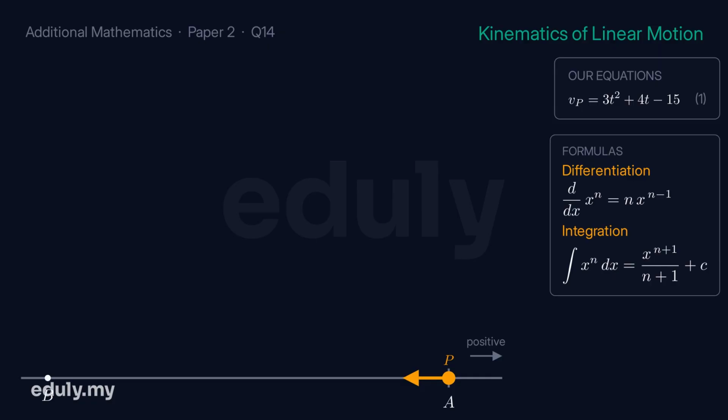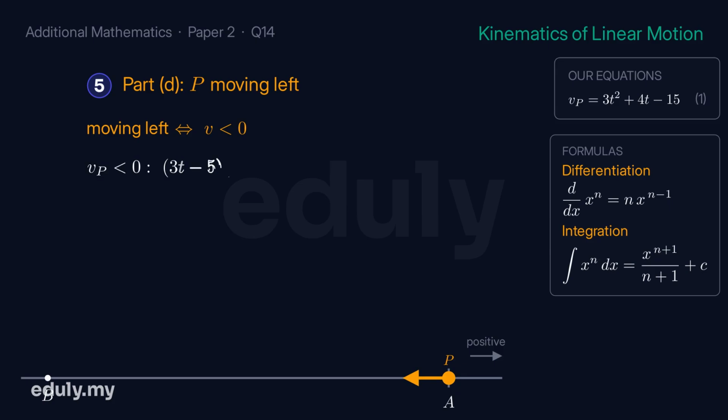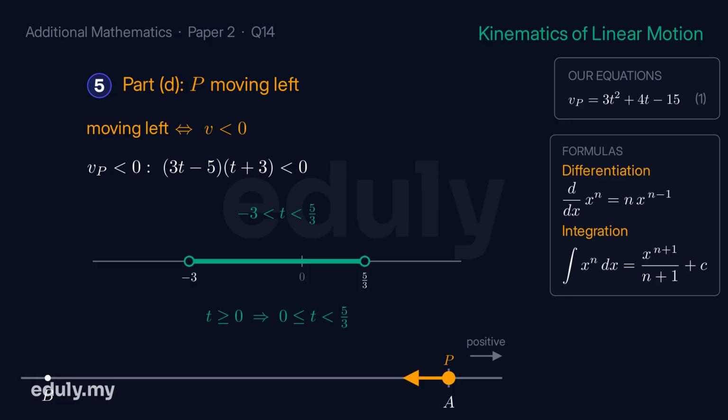For the last part, go back to the start and ask when each particle moves left. Part D. P moves left wherever its velocity is negative. Moving left simply means the velocity is below 0. Using the same factors, we need this product below 0. A product is negative only between its two roots, so t is between -3 and 5/3. Time starts at 0, so p moves left from 0 up to 5/3.